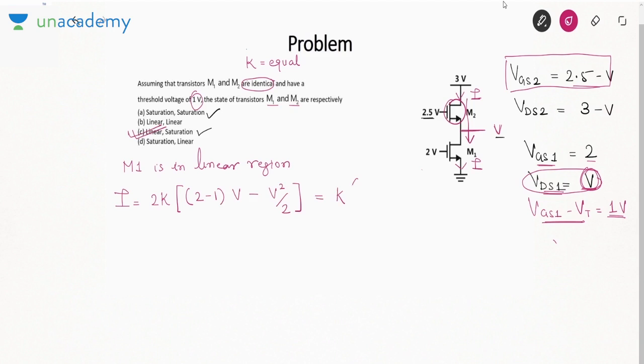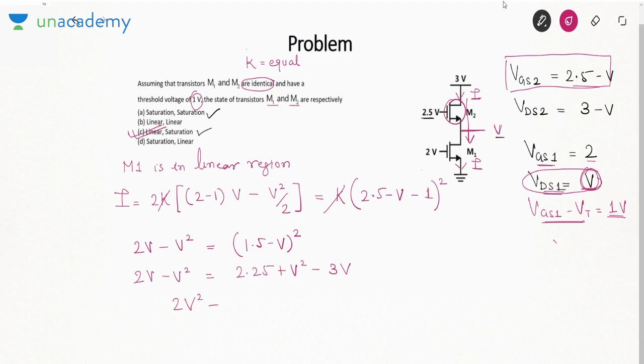M2 is in saturation. K, VGS is 2.5 minus V, minus VT is 1. So it will become 2V minus V square equals (1.5 minus V) whole square. Okay. So 2V minus V square, if you open the bracket on the right hand side, 2.25 plus V square minus 3V. So it will become 2V square minus 5V plus 2.25 equal to 0. If you solve this, you will get V has two values, 1.9114 and 0.588.